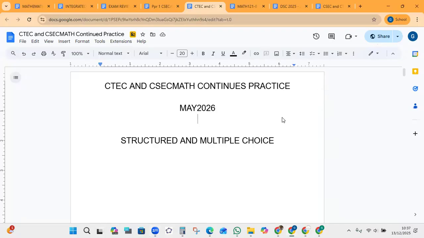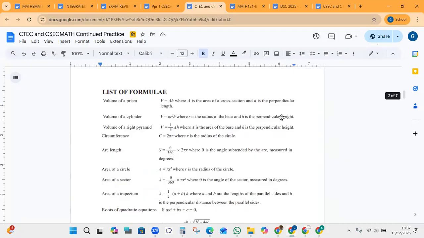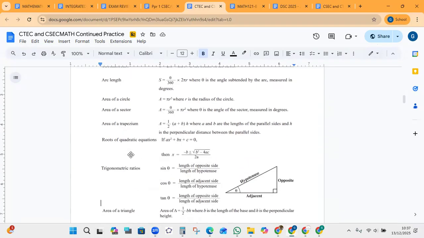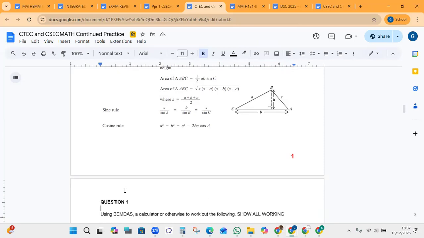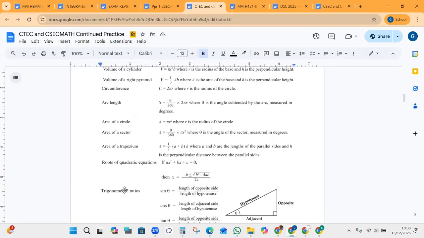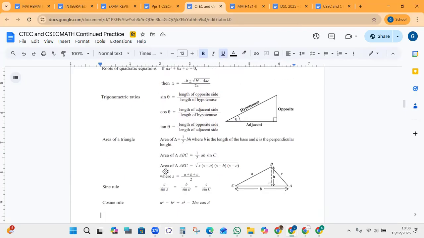Here's the document that I created, CTEC and CSEC Math Continuous Practice, May 2026, structured and multiple choice. So we are discussing the structured. And here's the list of formulas. And as you can see, you have volumes, circumference, arc length, areas, the roots of a quadratic, trigonometry, sine, cosine, and tangent, the area of triangles, the sine rule and the cosine rule. So there is no mention of the simple interest formula. Okay. I think there's the area of the trapezium. Right, with the area of the trapezium, we came across the trapezium already.